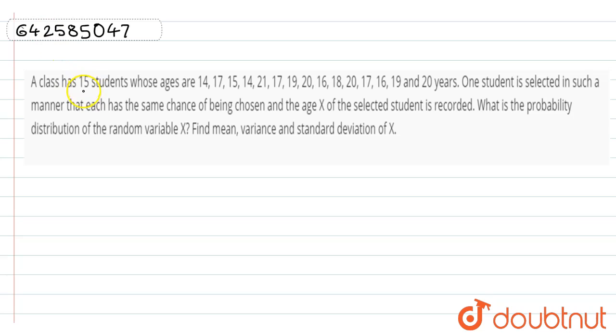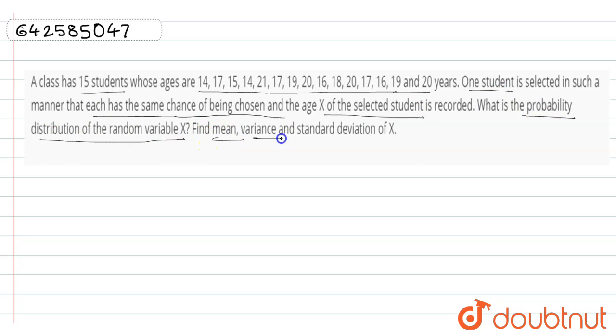Hello friends, the question says a class has 15 students whose ages are given. These are the ages of the 15 students. One student is selected in such a manner that each has the same chance of being chosen, and the age of that particular student is recorded. We have to give the probability distribution of the random variable x. Then we have to find the mean, variance and the standard deviation of x.